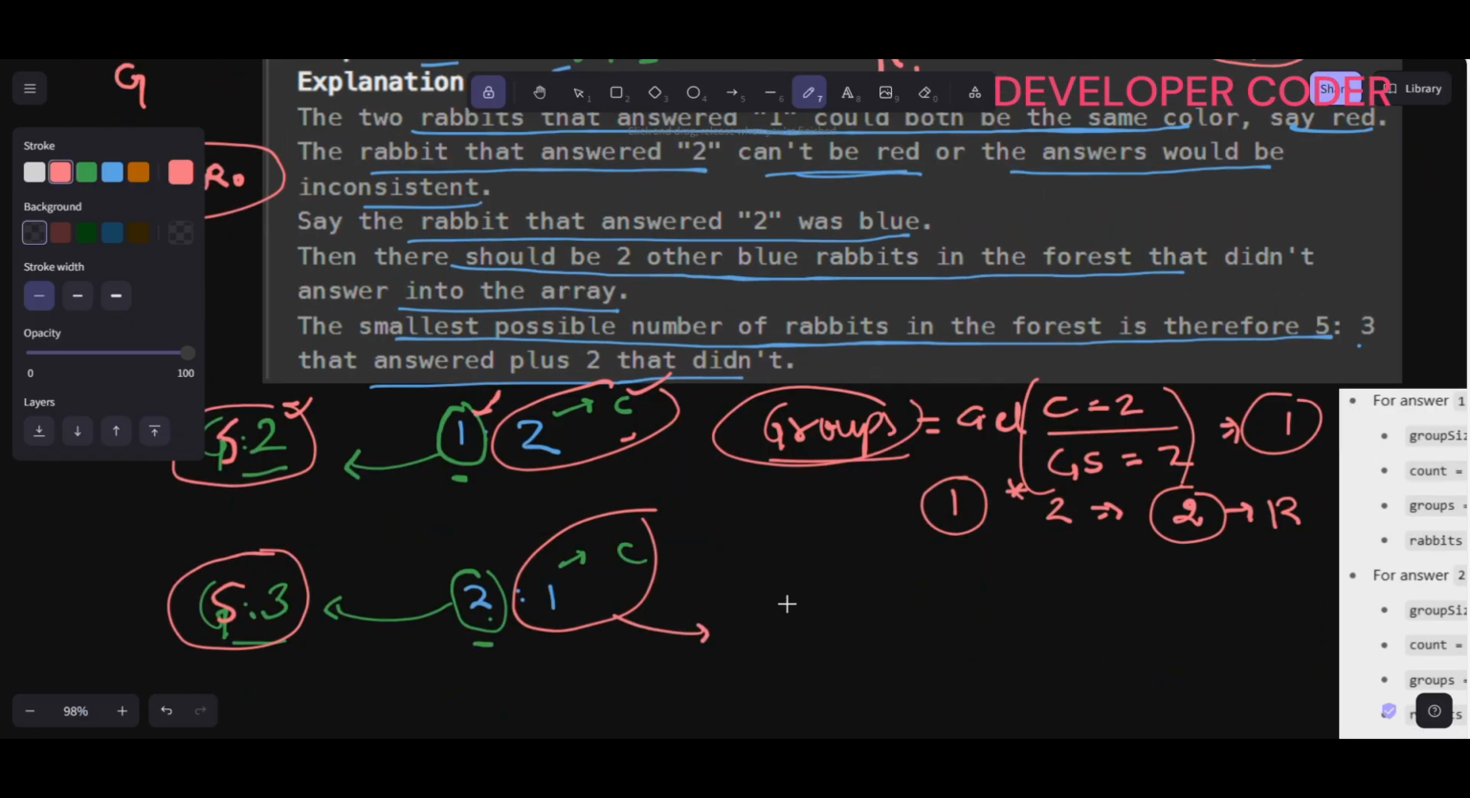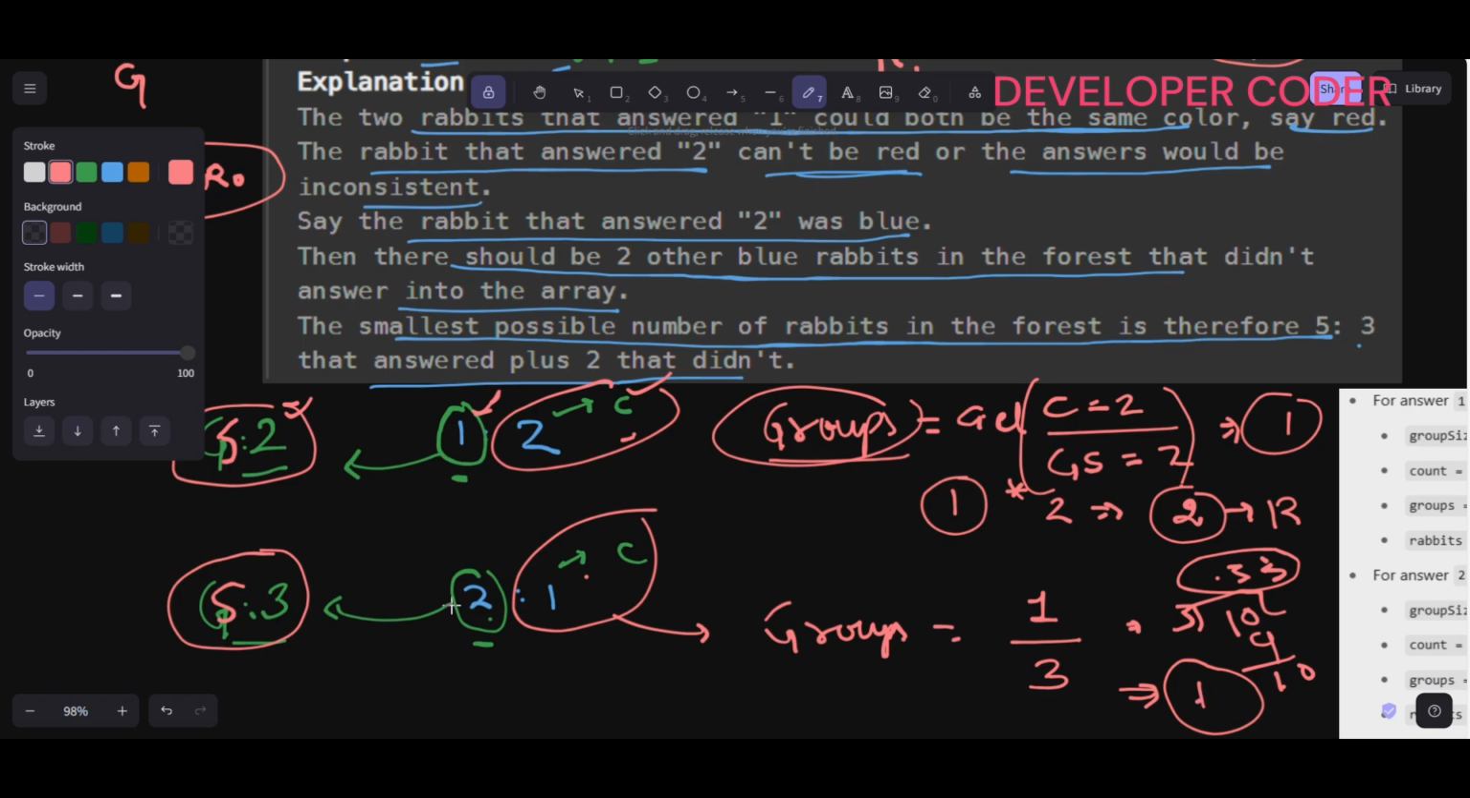Same way here, first calculate the groups, which is count, nothing but 1, divided by group size 3. So 1 divided by 3. Now here count is 1 only, right? And group size is 3. So you are going to get 1 divided by 3, which is 0.33. But we are taking the upper value, using the ceil function. That simply means that there will be one group. So in one group how many rabbits will there be?